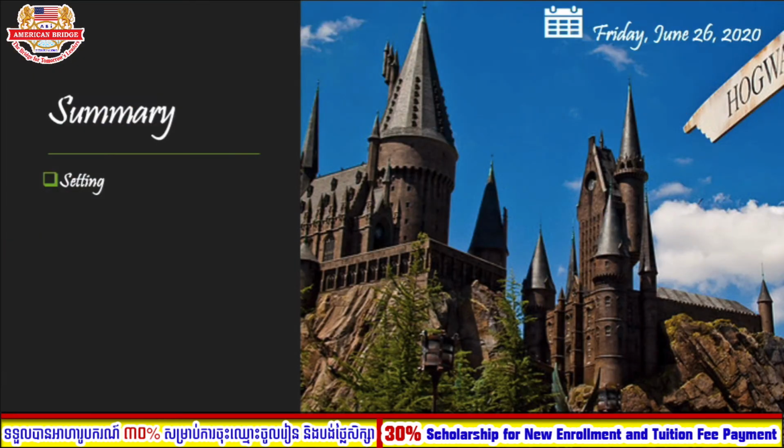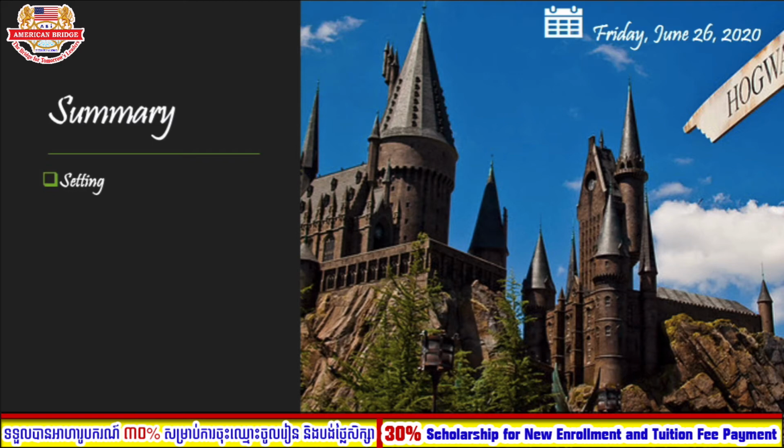Let's move on. When you know the characters, you should understand the setting. So where did the story happen? In this case, in the story Harry Potter and the Sorcerer's Stone, the story happens at Hogwarts School. Hogwarts is just an imaginary place, and it is a school where children go in order to learn the art of magic. They have wands and they learn spells in order to use the magic. So this is the setting, or the place where the novel happens.